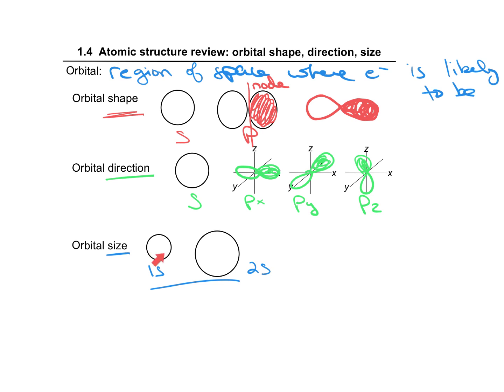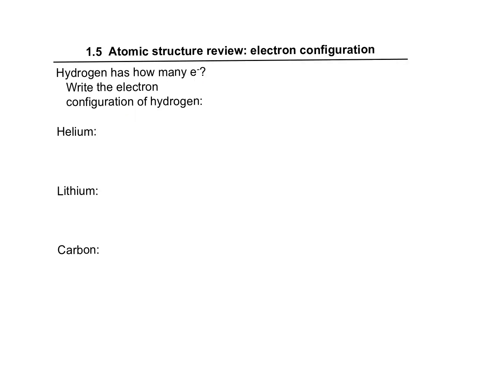So if electrons are likely to be close to the nucleus, that is going to be more stable, which means it's going to be lower energy. If the electrons are held further away from the nucleus, that is going to be less stable, or higher energy. As we continue to think about electrons, we want to focus on the electron configuration. We want to know how the electrons are organized.